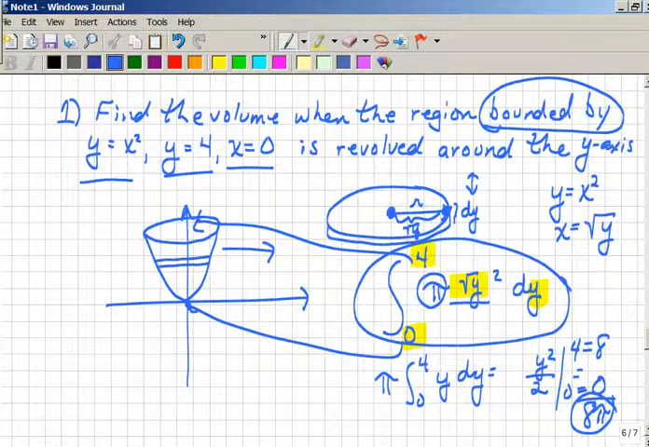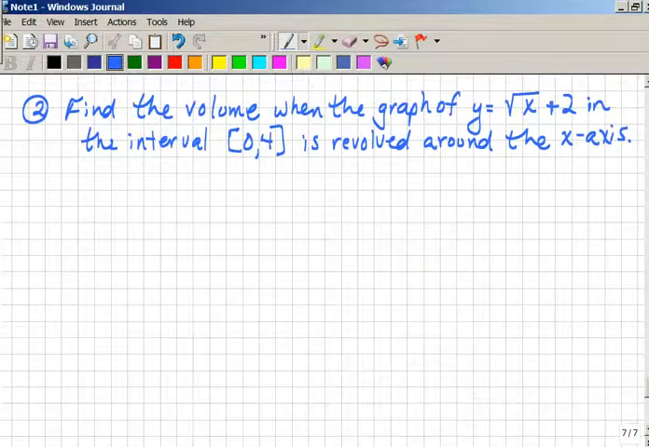There you go. That's your first volume of revolution problem. It's probably a little overwhelming, but they get easier with practice. We'll take a look at another one in just 1 second. This second example is just a little bit different. Find the volume when the graph of y equals the square root of x plus 2 in the interval, that just means between 0 and 4, is revolved around the x-axis.